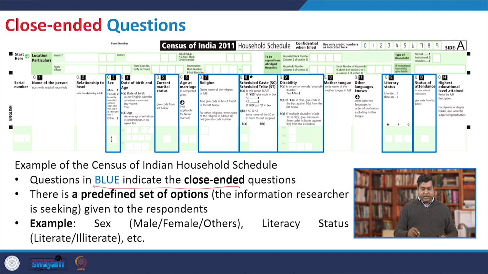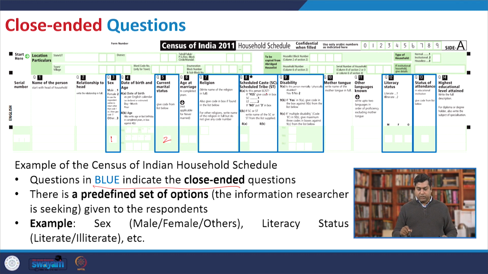Next is the current marital status. In this case, you have to give a code. You have certain information at the bottom of the questionnaire: if unmarried then 1, if married then 2, or if widow then 3. So if somebody is married, it will be 2. Then the religion: again you have a set of codes at the bottom, and you can fix that, as religious data is also being taken.